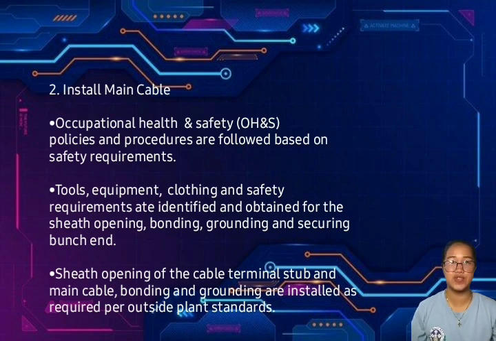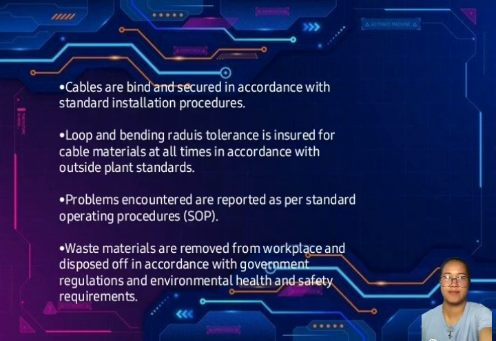Occupational health and safety policies and procedures are followed based on safety requirements. Tools, equipment, clothing, and safety requirements are identified and obtained for the shift. Sheath opening, bonding, grounding, and securing bunch end. Sheath opening of cable terminal, stub and main cable bonding and grounding are installed as required per outside plant standard.